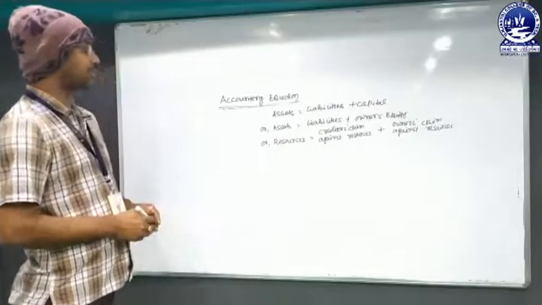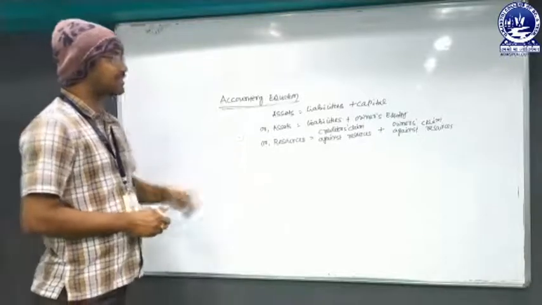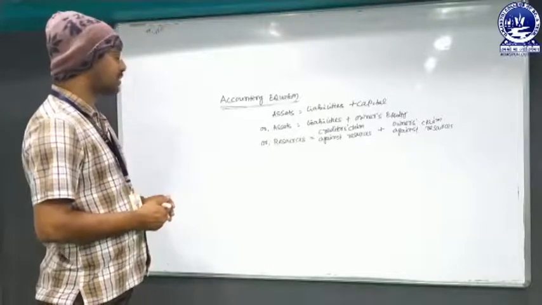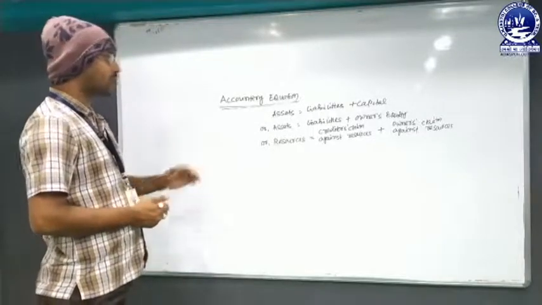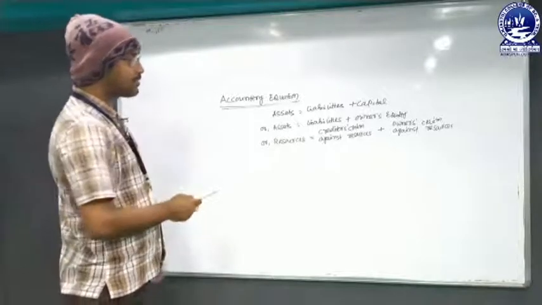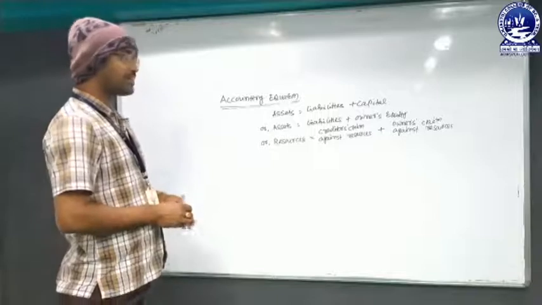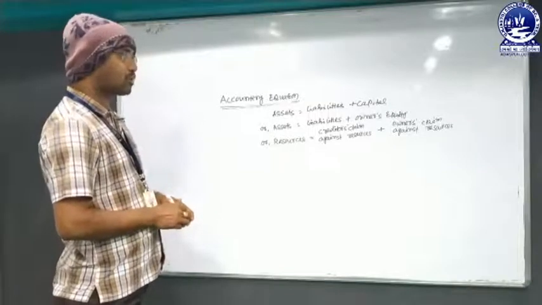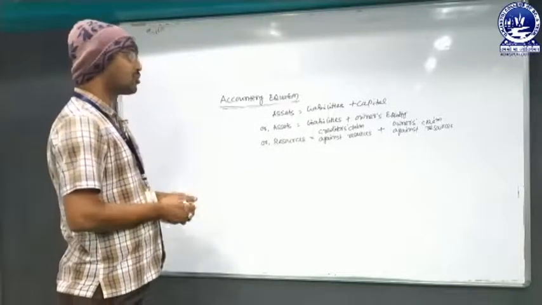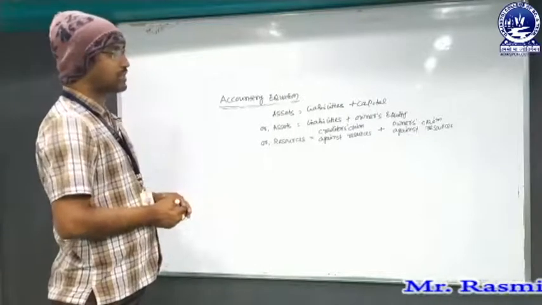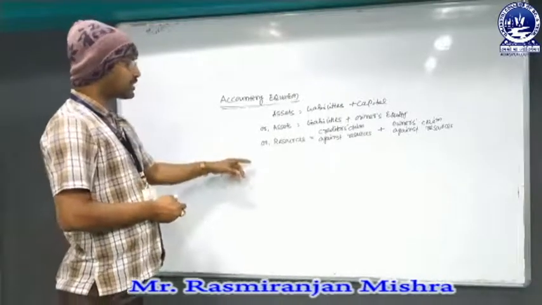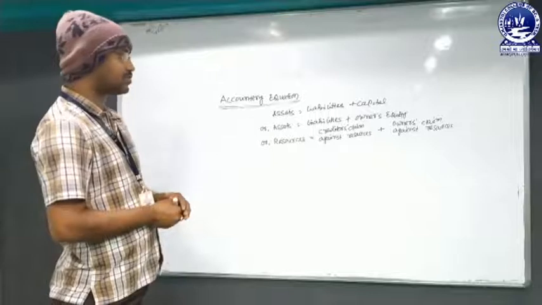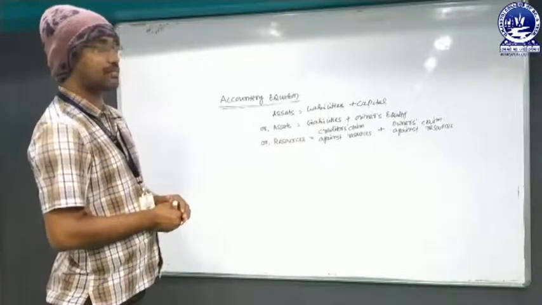The accounting equation is represented in the form of assets equal to liabilities plus capital, or we can also say assets equal to liabilities plus owner's equity. When the business is started, the amount contributed by the owner in the form of money or money's worth is called owner's equity, also known as capital. Assets are the resources of the business, liabilities are the creditors' claim against resources, and owner's equity is the owner's claim against resources.